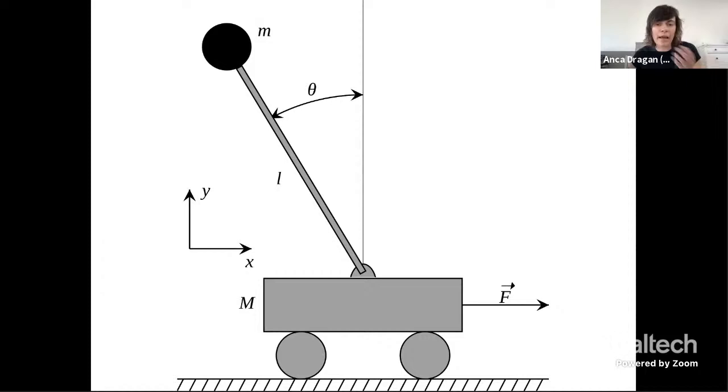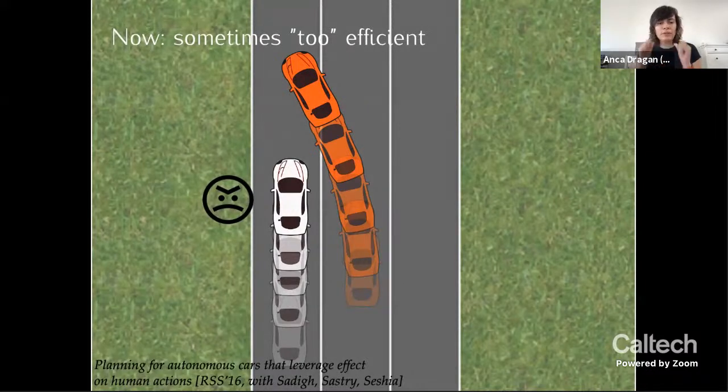But there's a flip side, which is if the car can gain a little bit in efficiency, it will cut you off and force you to decelerate at 7 meters per second squared, because that's more efficient for it. As long as it's not a safety problem, it has no problem doing that.